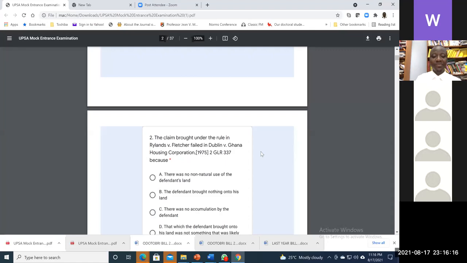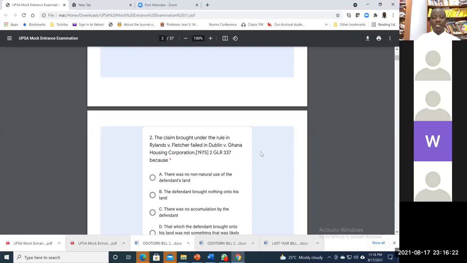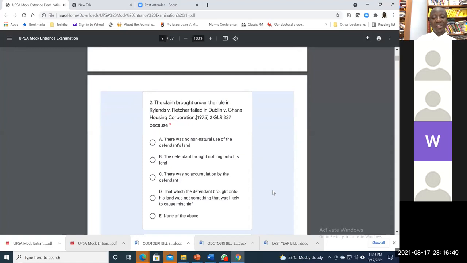Yeah, so the action brought under Rylands and Fletcher failed because A, there was no non-natural use of the defendant's land. B, the defendant brought nothing onto the land. C, there was no accumulation by the defendant. D, that which the defendant brought onto his land was not something that was likely to cause mischief.